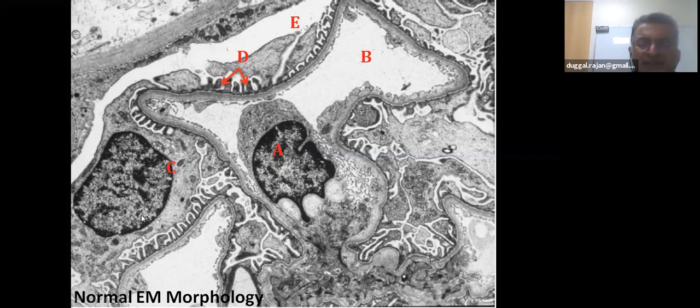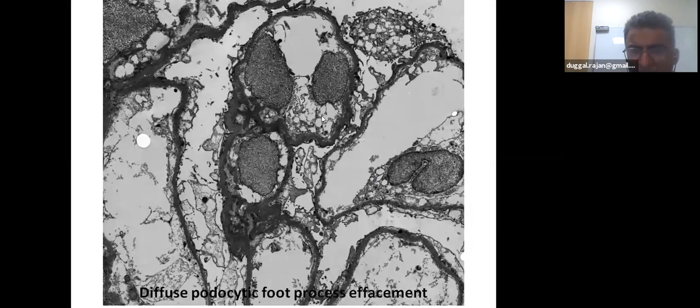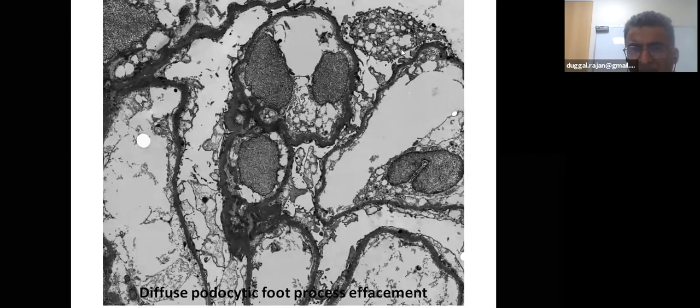Podocyte is like an octopus. It will send multiple processes, so one podocyte can cover numerous capillary loops. And what are these foot processes? These are the cytoplasmic projections of the podocyte. You can see a single podocytic nucleus, and it has these cytoplasmic projections, which are foot processes. You can see the single podocyte is covering one capillary loop here, a second capillary loop here.